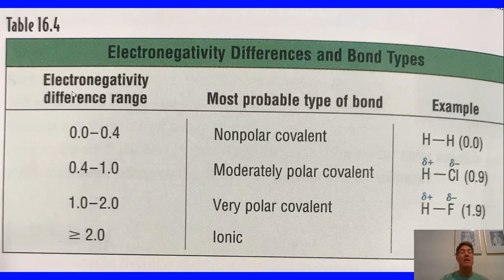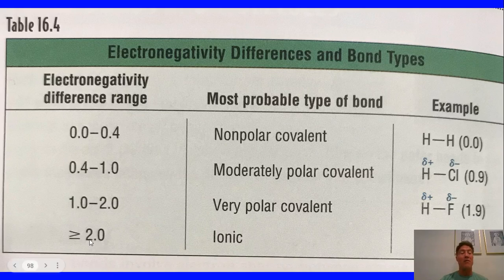So if we look at the electronegativity difference, if the range is between 0 and 0.4, it forms a nonpolar covalent bond. Here's an example, H–H, where the difference is 0. If the difference in electronegativity between the atoms is 0.4 to 1, it will form a moderately polar covalent bond. In this case, the difference is 0.9, and so you have a slight positive charge on your H and a slight negative charge on your Cl. If the electronegativity difference is between 1 and 2, you have a very polar covalent bond. Here the difference is 1.9.